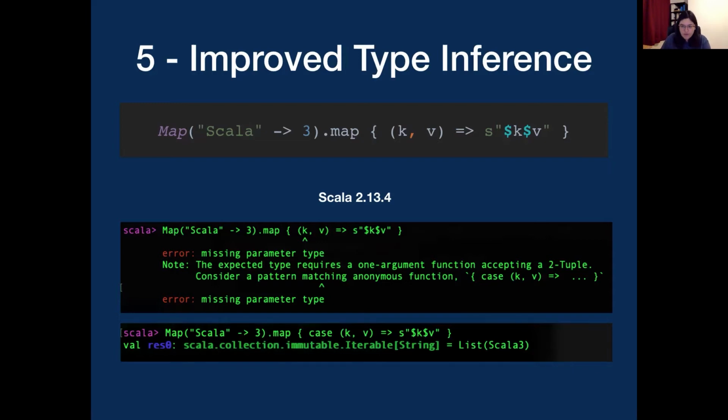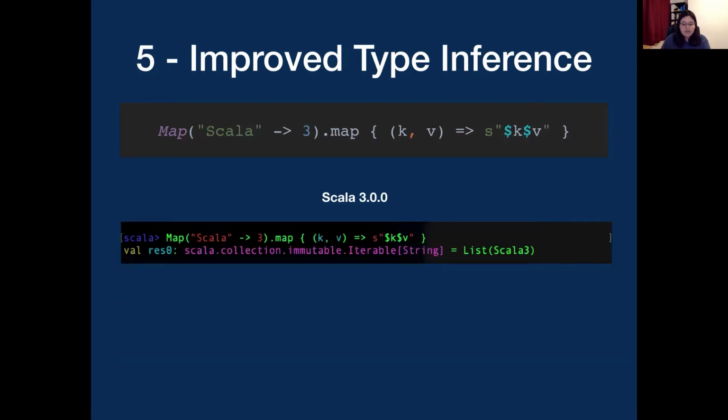But what happens now with Scala 3? Well, all of this is gone. The Scala 3 compiler is a lot more powerful. It has a lot more powerful type inference, so it's fully able to understand what you mean with that expression.